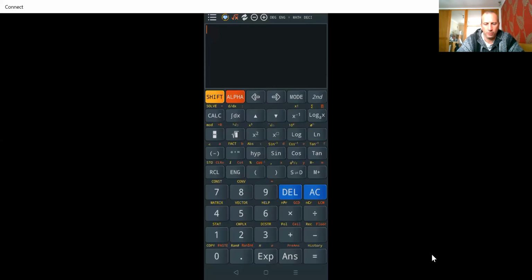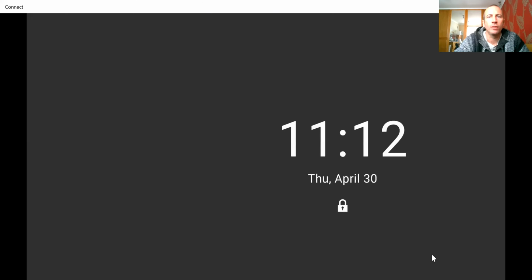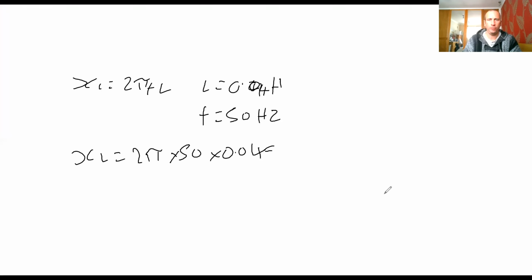All right, so we got 2 pi times 50 times 0.04, and we got 1.26 ohms for that one. So that equals 1.26 ohms. Right, and the question was to work out the current. So to work out the current, we need to do the same as before. V over R is equal to I.